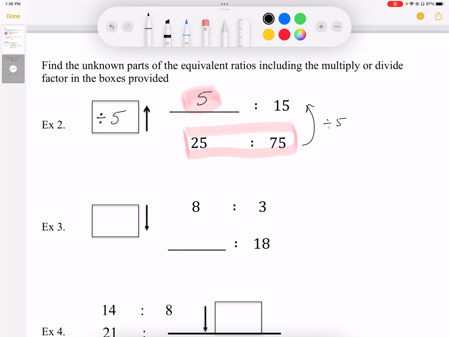The starting ratio that I have here is 8 to 3, 8 parts to 3 parts. I'm going to divide these two numbers to get that multiplier from top to bottom. I end up with 18 divided by 3 is 6, so I'm going to multiply by 6 to go from 3 to 18. So I'm going to multiply by 6 on the other side.